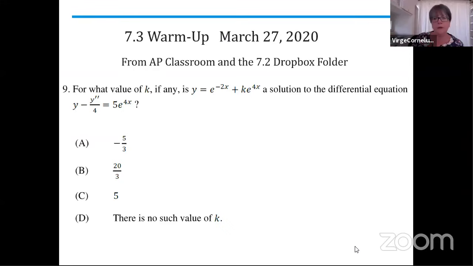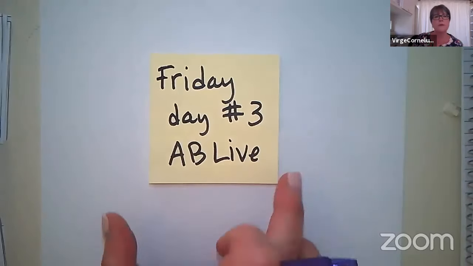Excellent. All right, I'm going to go ahead and grab the screen now so that we can start on our lesson, which is sketching slope fields.